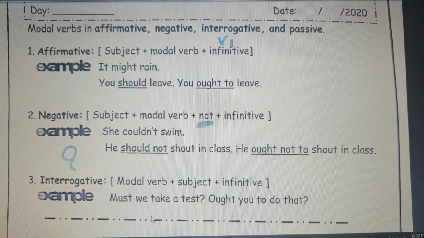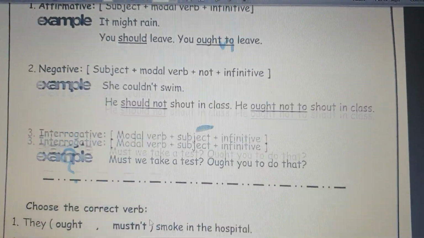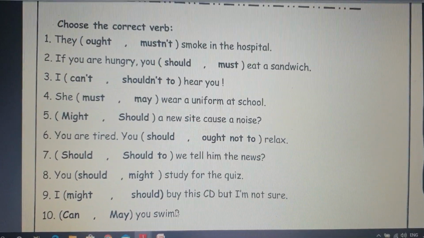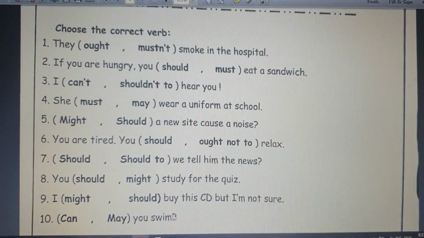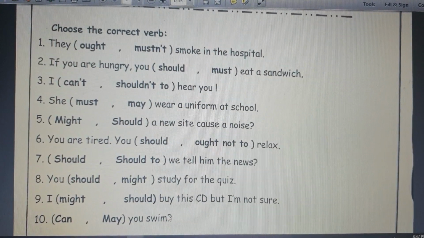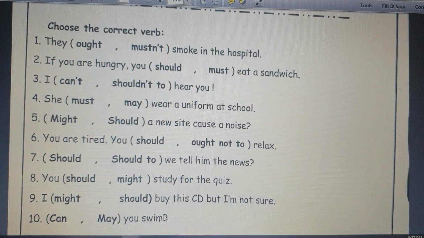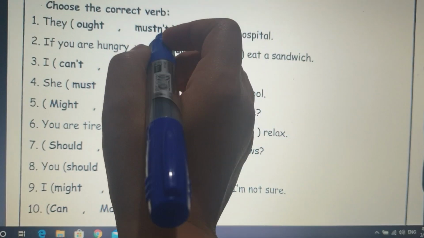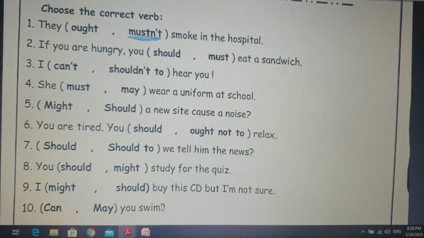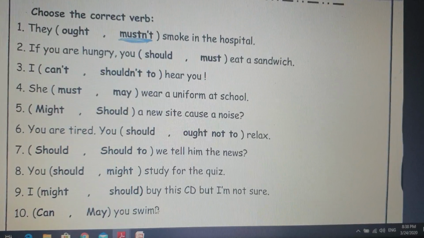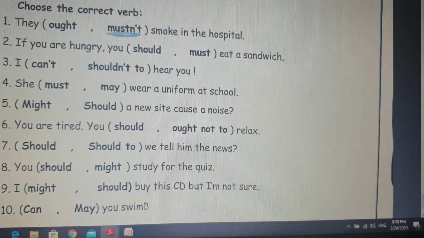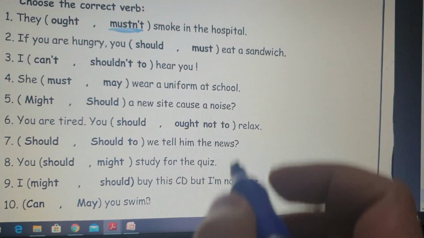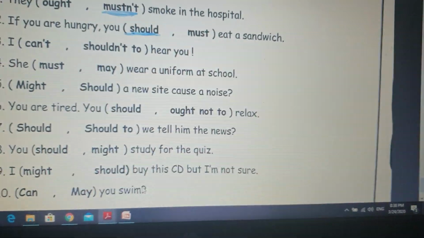Okay, grade 7. Let's do the exercise below here. Choose the correct verb. They ought or mustn't smoke in the hospital. Ought for an advice, mustn't for necessity or for obligation. Smoking in the hospital is an obligation, so you mustn't smoke in the hospital. Number 2, if you are hungry, you should eat a sandwich or you must. Must for obligation, should for an advice, and this is an advice, so we use should.